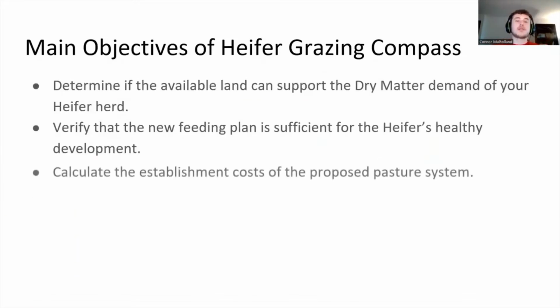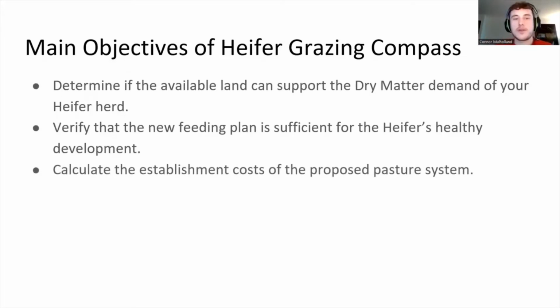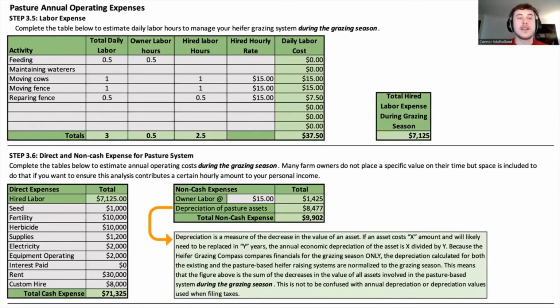So we've gone through, saw that the land can support the volume of feed the heifers need. That feed made sense for the heifers' healthy development. So then we calculate the establishment costs. Now to calculate the operating expense. So for step 3.5, this is your labor expense. This is normal, recurring operating labor expense.